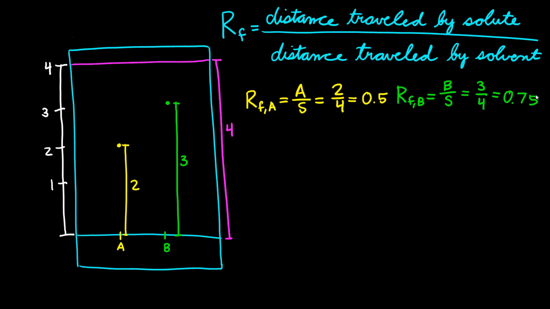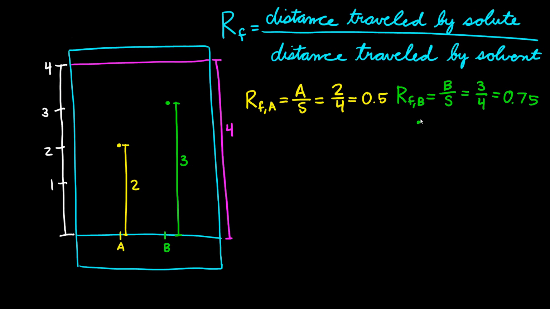So what it does mean is that compound B traveled faster and further since it was more attracted to the mobile phase. And what do we know about the mobile phase versus the stationary phase? The mobile phase is a less polar solvent, such as hexanes or ethyl acetate, compared to the more polar stationary phase of silica gel. And again, this means that since compound B traveled farther, it was attracted more to the mobile phase and hence was less polar than compound A.